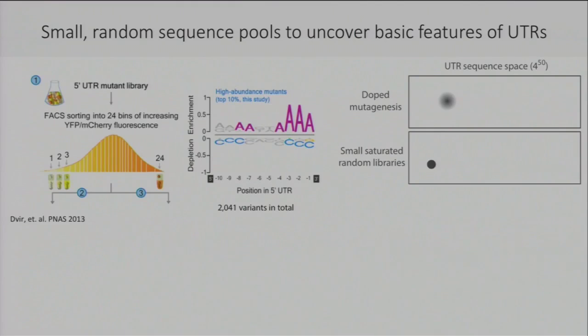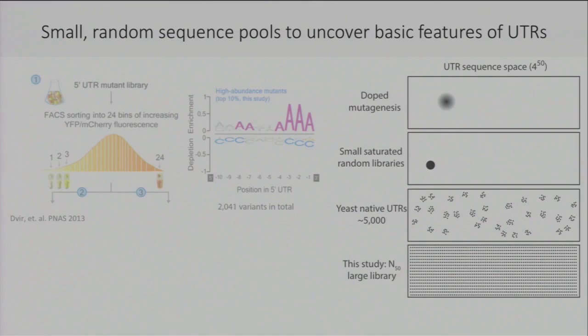You could try to look at all of the known UTRs in yeast, but again, that's only 5,000 total. A lot of these will have similar architecture, and so you would end up with clustering of very similar sequences. So really what we want to do is take a really massive library and try to cover this area in a much more broad, evenly spaced way.